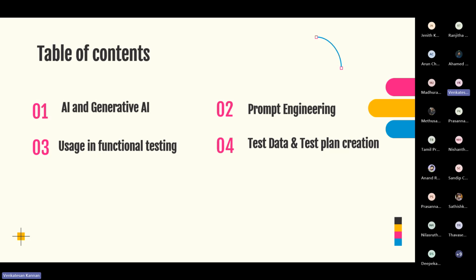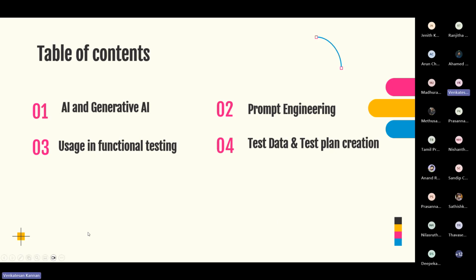And the third one is how generative AI is used in functional testing, which means how we can effectively test every scenario and how to create a test plan. And last but not least is how we can generate test data and a test plan using generative AI. So these are the contents which we are going to see one by one.